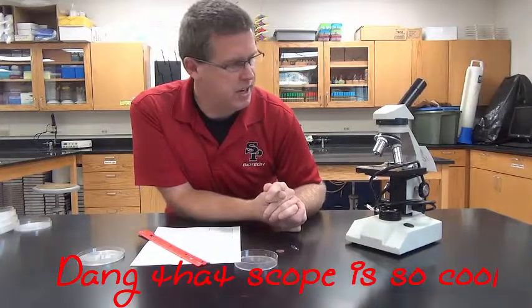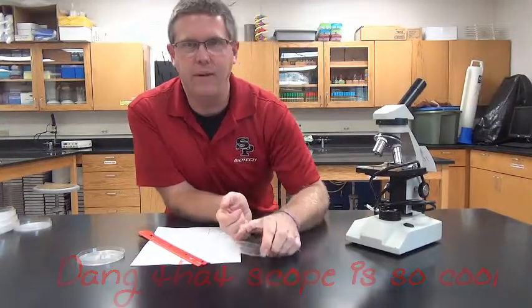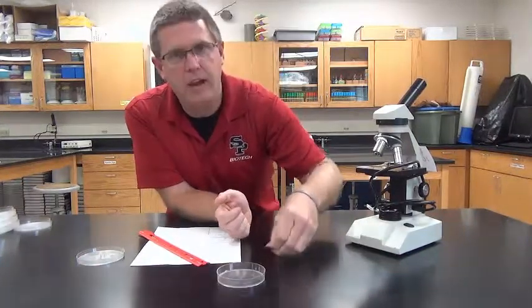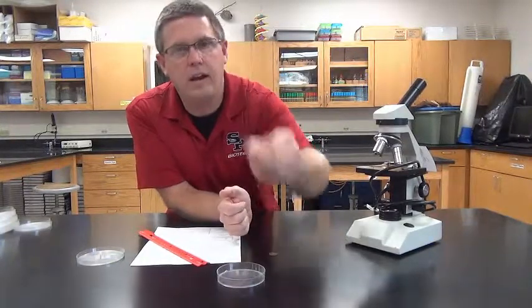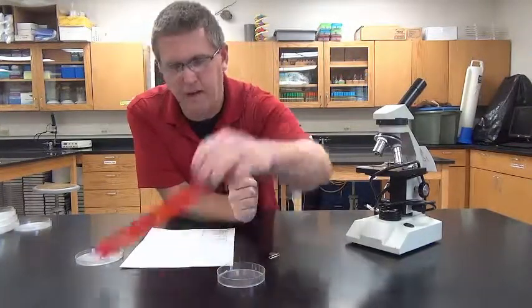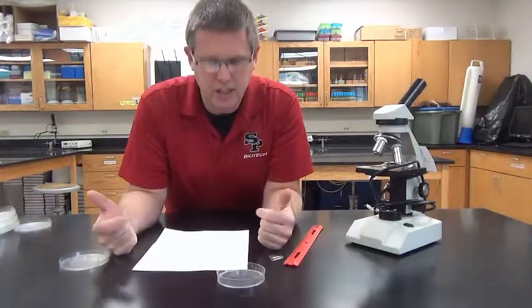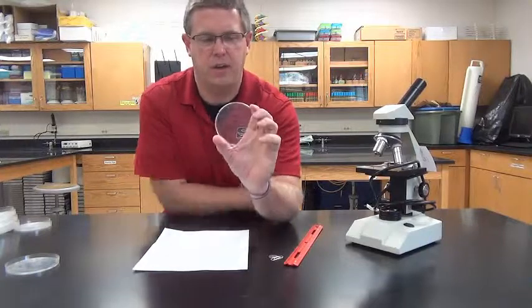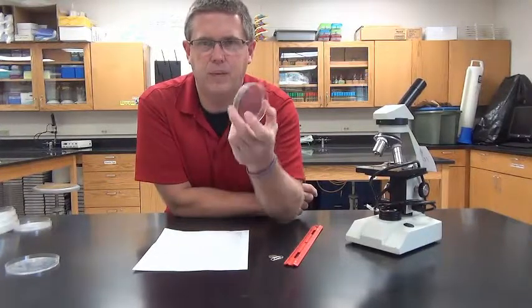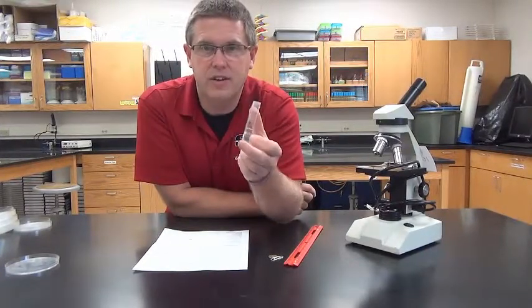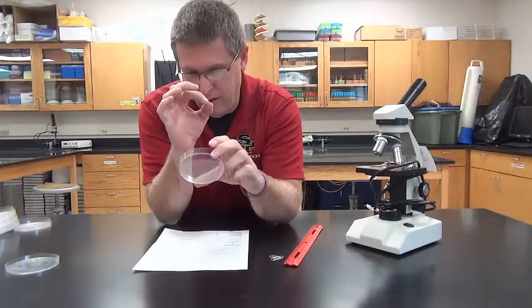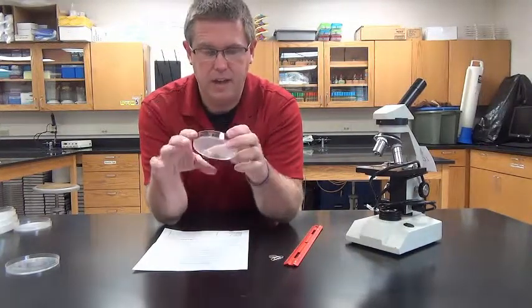To start with, I need a petri dish, a penny, and a paper clip, and the ruler is what I'll use. Just follow along on the worksheet, and I'll lead you through this. We're going to start with the petri dish and treat it as if this is the circle that I see when I look down a microscope. This is what I see.